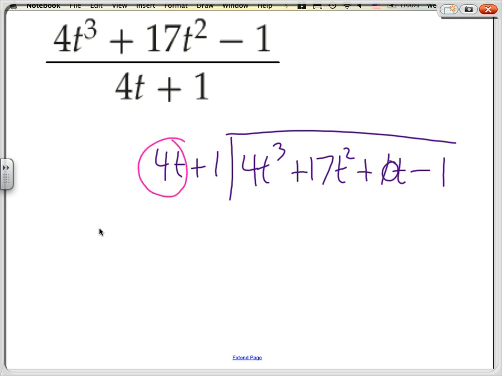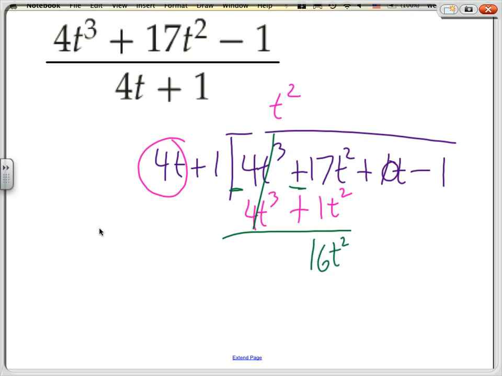The first term only. 4t times what is 4t cubed? t squared. Okay, think about this. If you're going to put 4t squared, 4 times 4 is 16t squared. Check it, right? So we know that it's just t squared. t squared times 4t is 4t cubed. t squared times 1 is 1t squared. Agree? What do we do here? Subtract. 4t cubed minus 4t cubed? 0. 17t squared minus 1t squared? 16t squared.